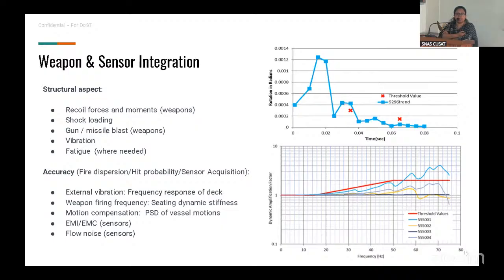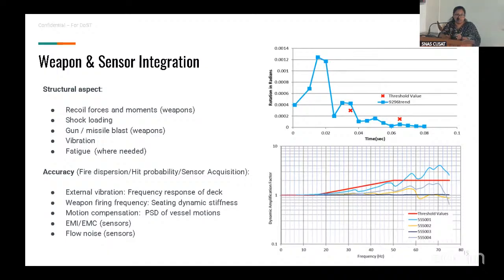If you are considering the case of a gun, after each firing, the platform or the interface that it is connected to should come back to the original, or the deformations or disturbances that have occurred should attenuate within a few milliseconds, so that during the next firing, it should not affect the hit probability or the accuracy of the gun. So in designing seatings or structures for the weapons and sensors, more care has to be given.